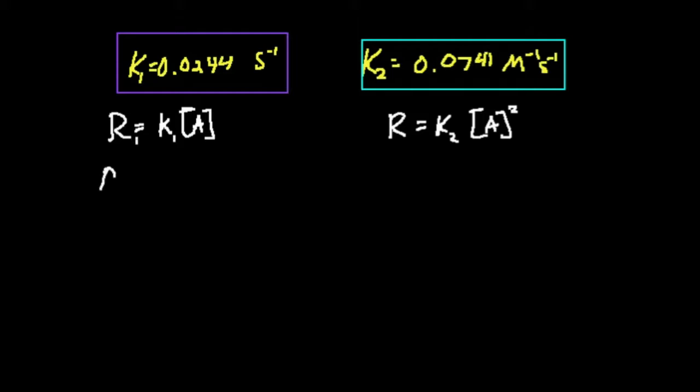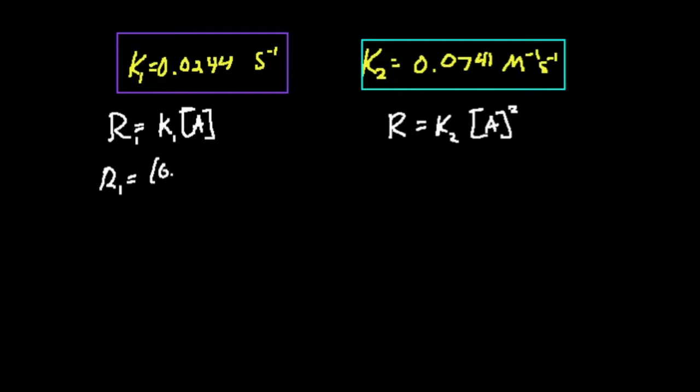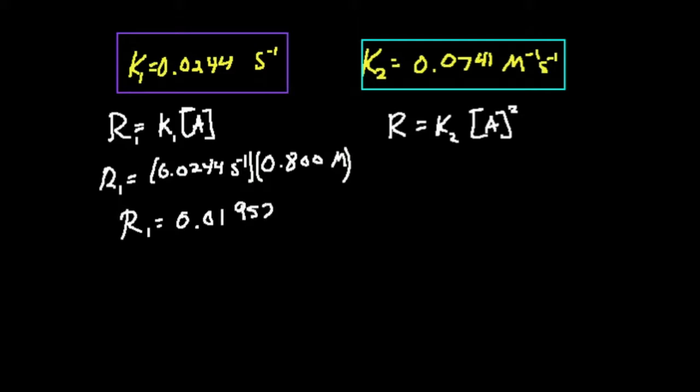So this is going to be the rate of a first order reaction. It's going to be the rate constant times the concentration of A that they gave us, which is 0.8 molar. So it's going to be 0.0244 per second times 0.800 molar. Let's figure out what that rate is. So it's going to be 0.0244 times 0.8. And I got that this rate is approximately 0.01952 molar per second. Alright?